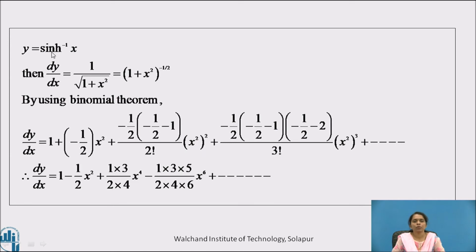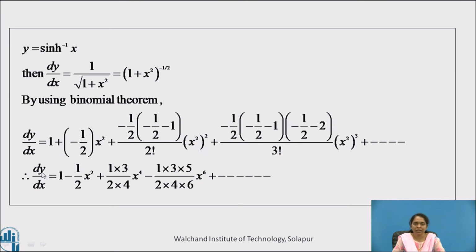So now when y is equal to sine hyperbolic inverse x, then dy by dx is equal to bracket 1 plus x square whole raised to minus half. By using binomial theorem, we will get the expansion of dy by dx as 1 plus minus half into x square plus minus half into bracket minus half minus 1 divided by 2 factorial into x square whole square plus numerator minus half into bracket minus half minus 1 into bracket minus half minus 2 whole divided by 3 factorial into x square whole cube plus and so on.